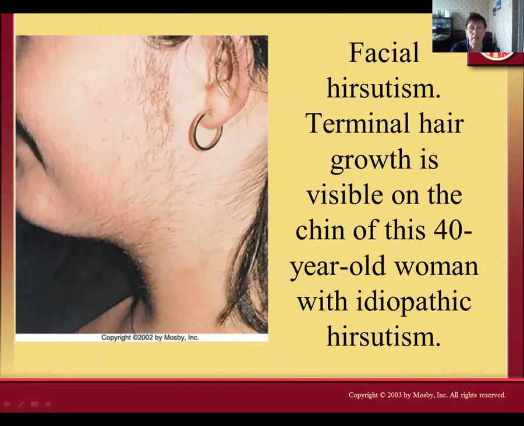And this sign is called hirsutism. We see abnormal hair growth on the chin and cheeks of the woman, and it is called hirsutism. In this case, it is idiopathic, but it may be also the result of endocrine disorders.